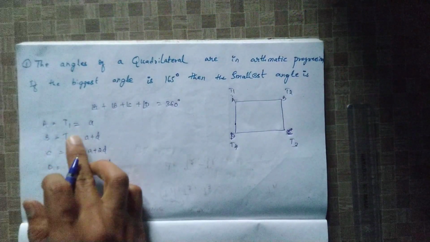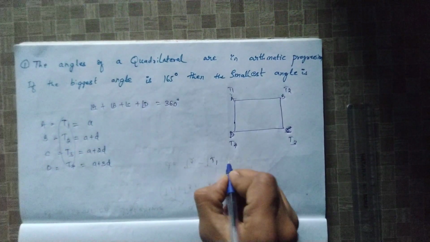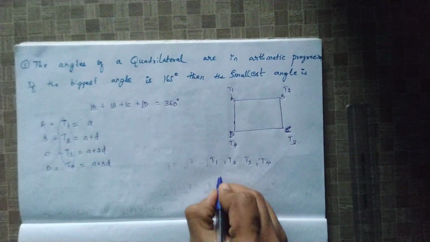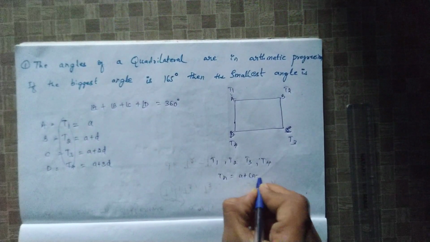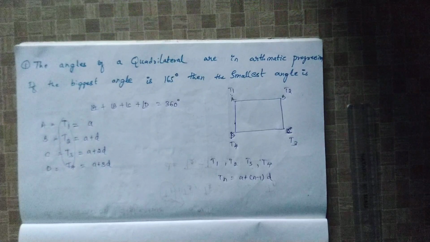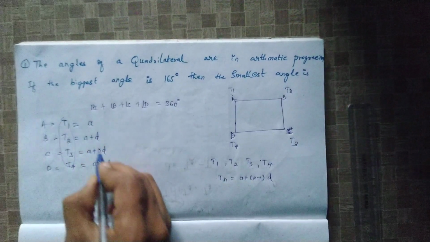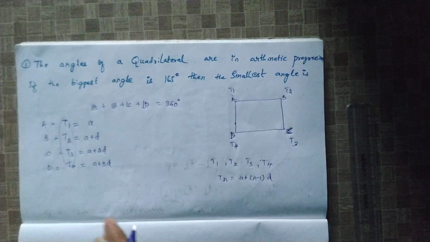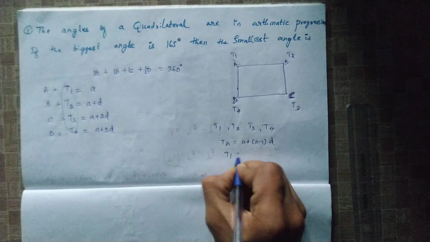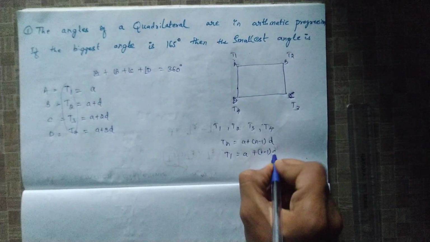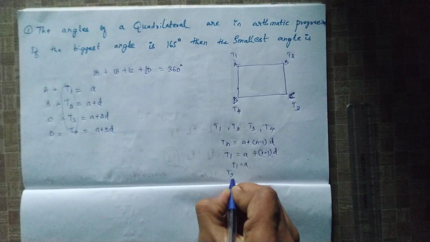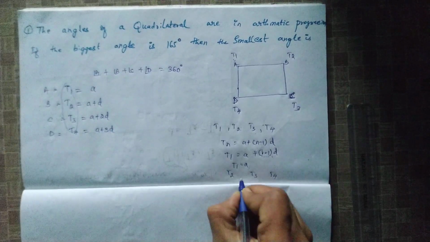If you want to know how T1, T2, T3 and T4 are obtained, you may use the formula Tn is equal to A plus n minus 1 into D. You use this formula to see how A plus D, A plus 2D, A plus 3D are obtained. For example, for T1, A plus 1 minus 1 into D, 1 minus 1 is 0, so T1 is equal to A. For T2, T3, T4, we get the answers similarly.